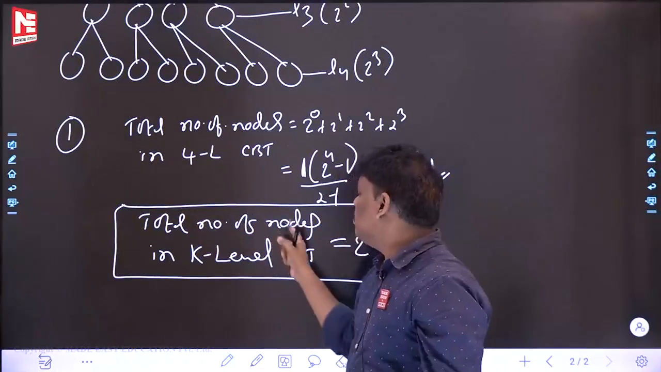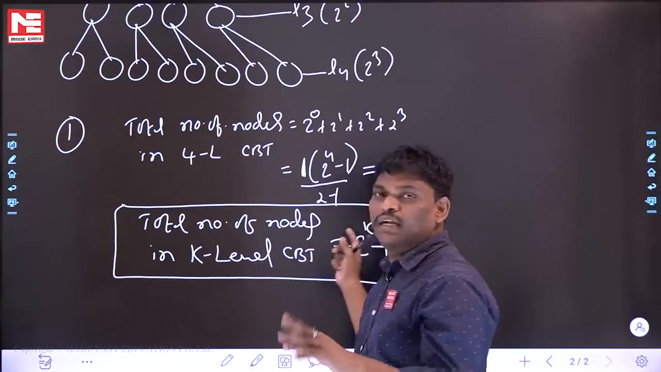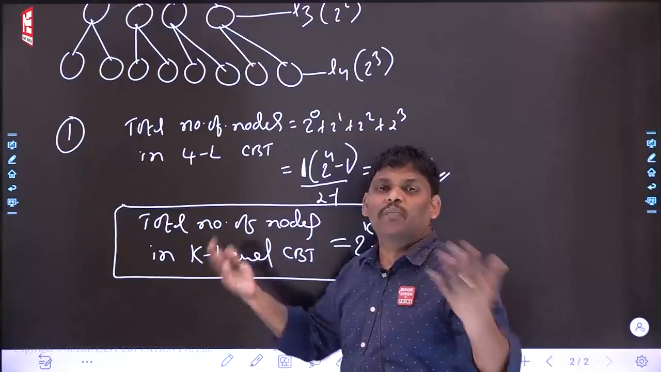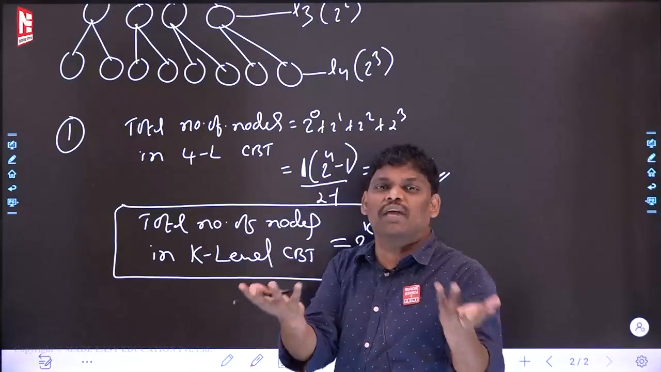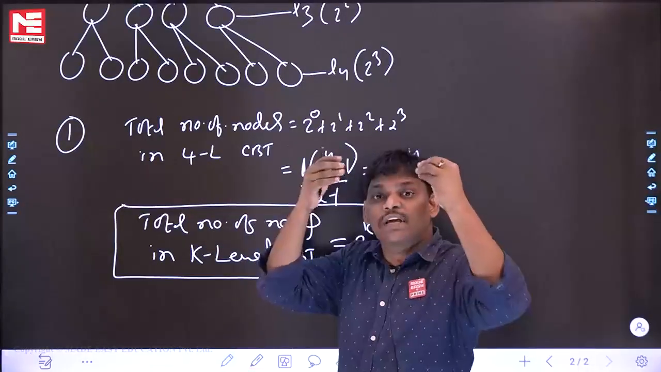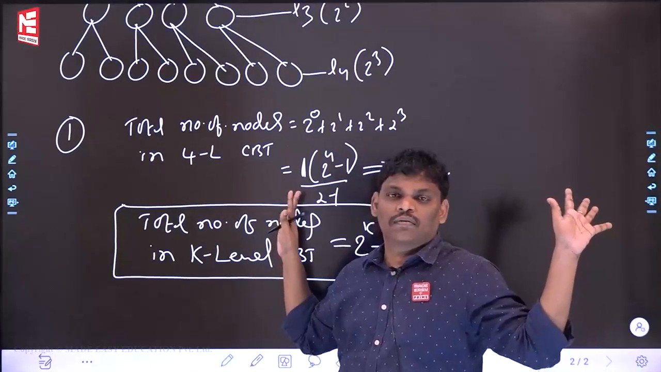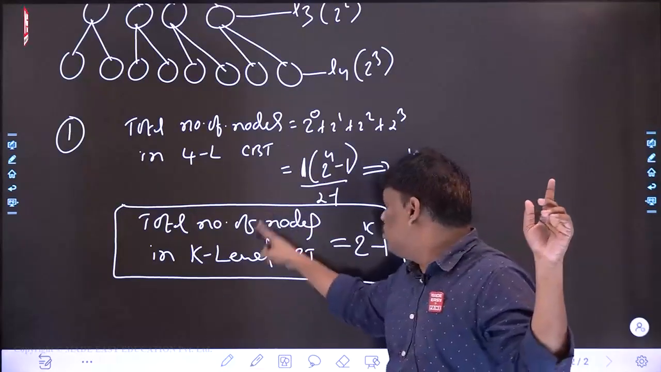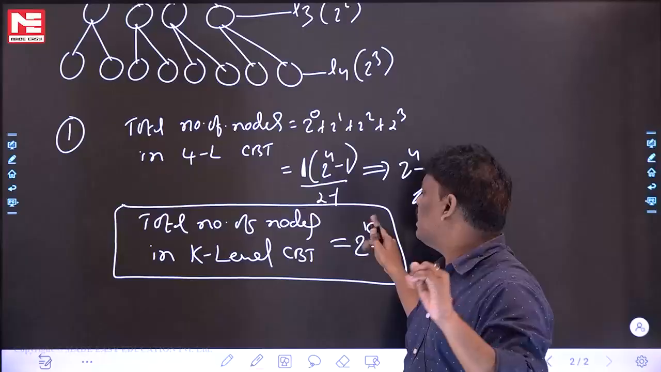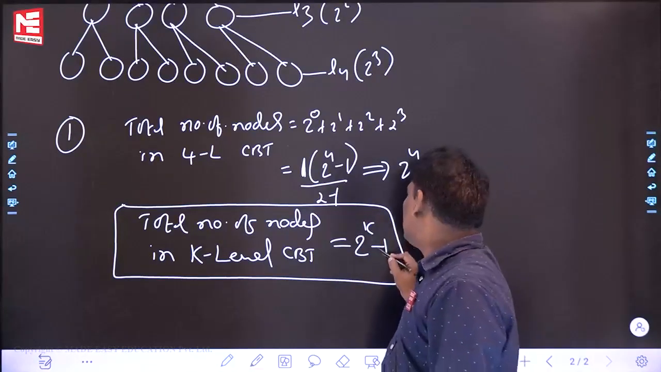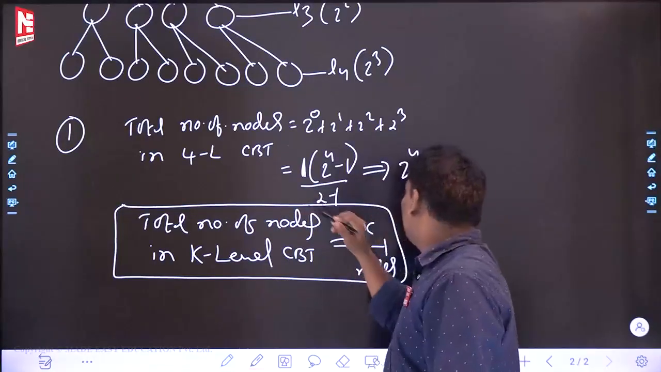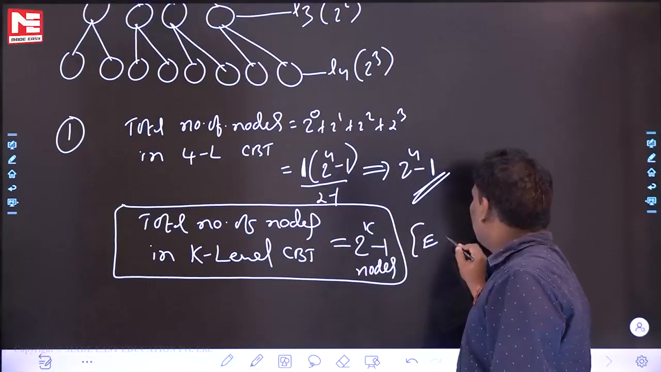Total number of nodes in a k level complete binary tree is 2 power k minus 1. Is it minimum or maximum? Everything is that itself. Complete, no gap is there. Where is the minimum? Where is the maximum? Please be careful. That is the reason: no maximum, no minimum. 2 power k minus 1 nodes. If you want, I will write every case.